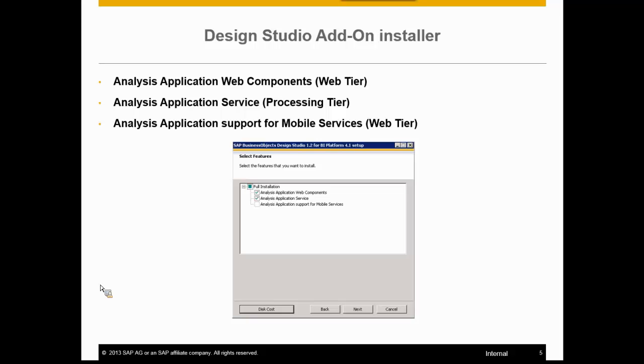The Design Studio add-on installer is quite smart. So when we are running the installer on a specific tier, it automatically identifies what is installed on that system, and based on that it will automatically select the features that need to be installed, so we don't need to make any changes when we are running the installer.